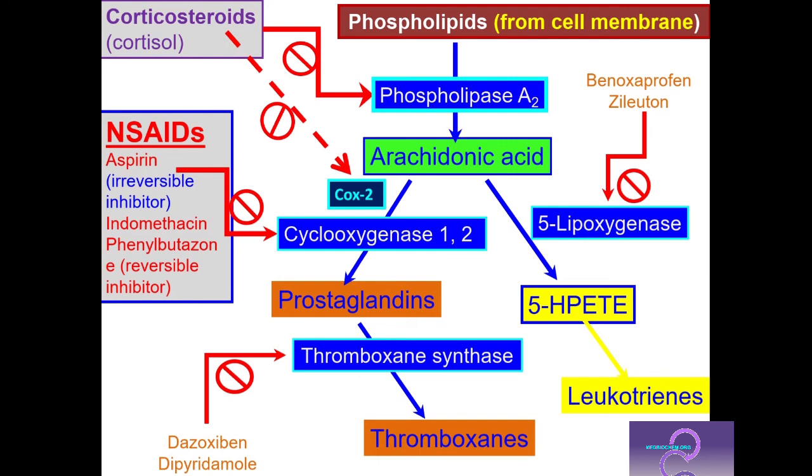Corticosteroids can inhibit phospholipase A2, preventing the release of arachidonic acid. Without arachidonic acid, none of the eicosanoids can be made. So corticosteroids are very potent anti-inflammatory agents because of their inhibition of phospholipase A2. Corticosteroids can also inhibit the induction of COX-2, which is the second isozyme that is inducible.